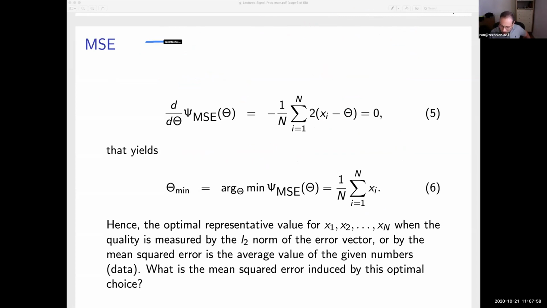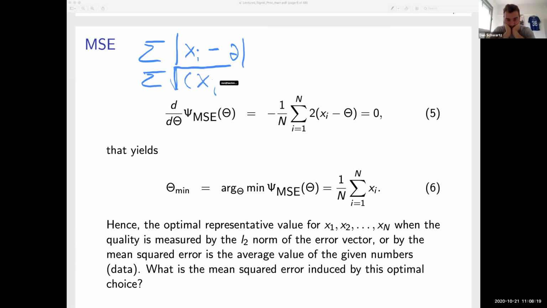Instead of summing over all the squares, x_i minus theta, I will sum over all the absolute values of these errors. Let me write it in a different way for my sake. Remember that the square is a well-defined function. It always returns a positive number. So taking the square root of the square of a function is in fact identical mathematically to what is written here at the top.